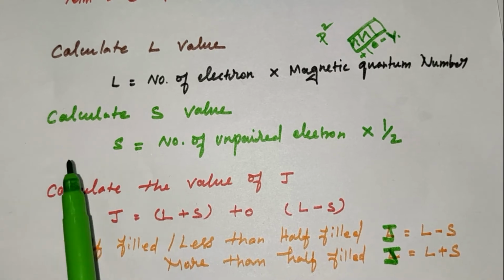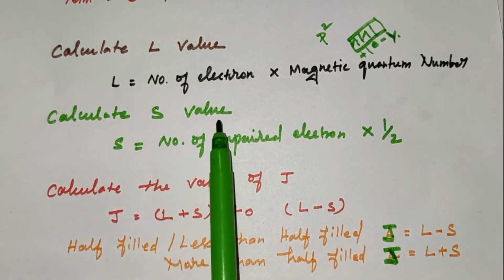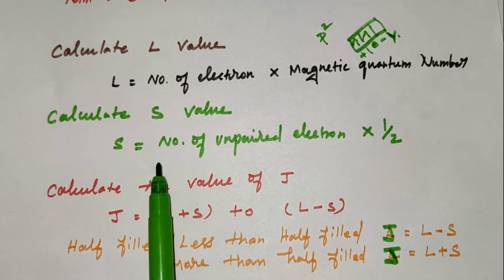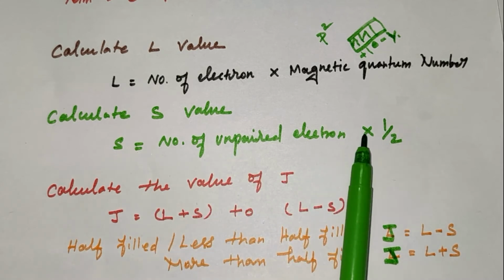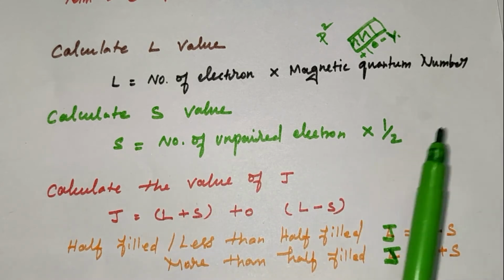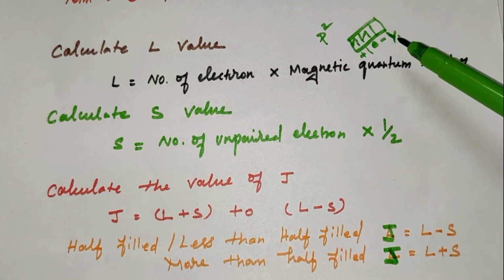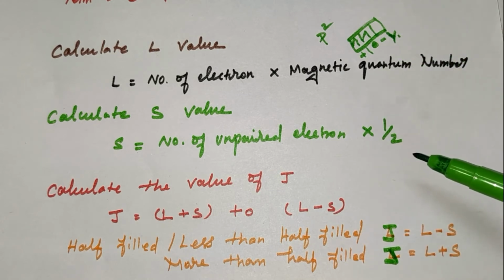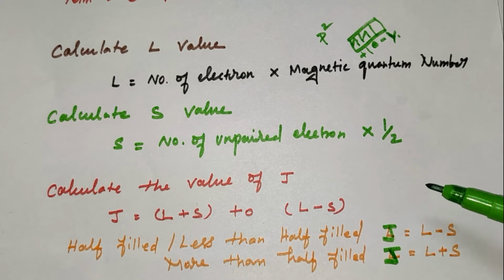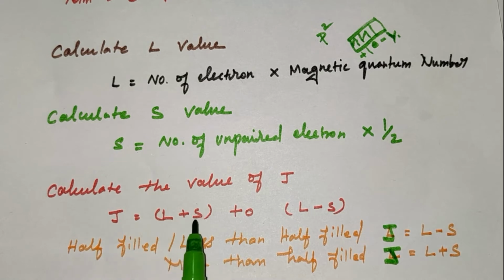Then how will you calculate the value of S? S is equal to the number of unpaired electrons into half. If 2 unpaired electrons are present, 2 into 1 by 2, so the value of S is equal to 1. Then calculate the value of J. J is equal to L plus S to L minus S.